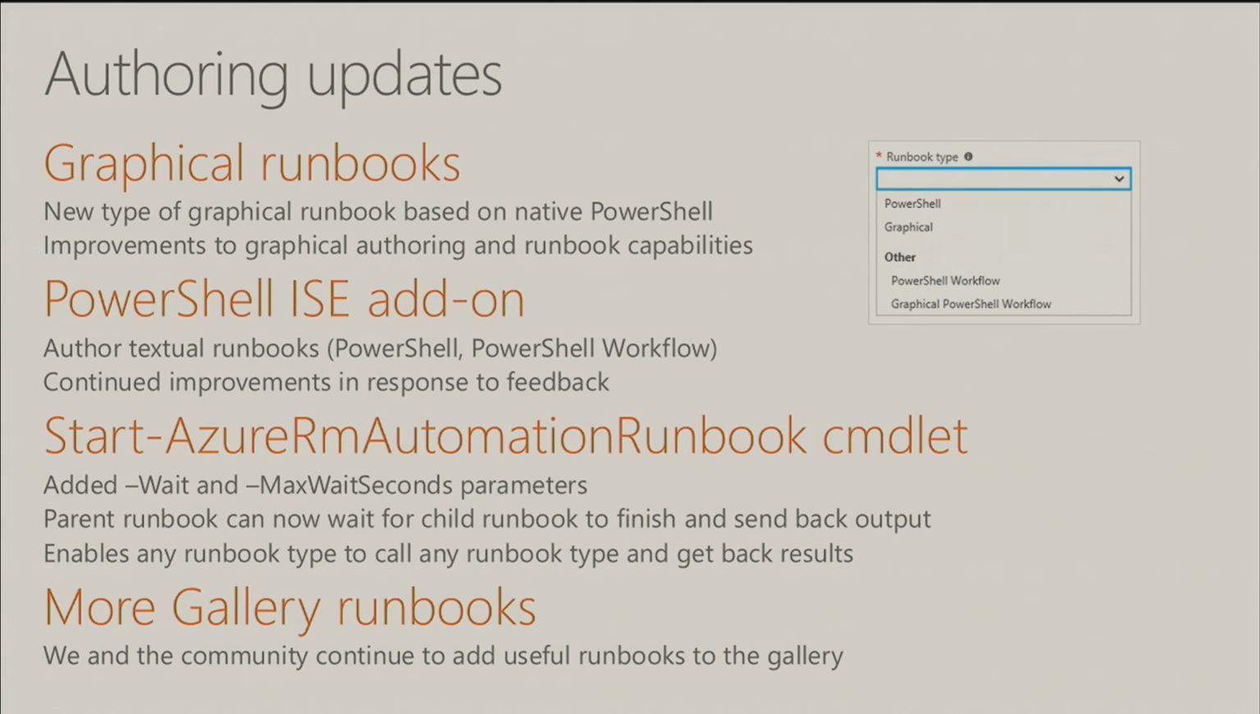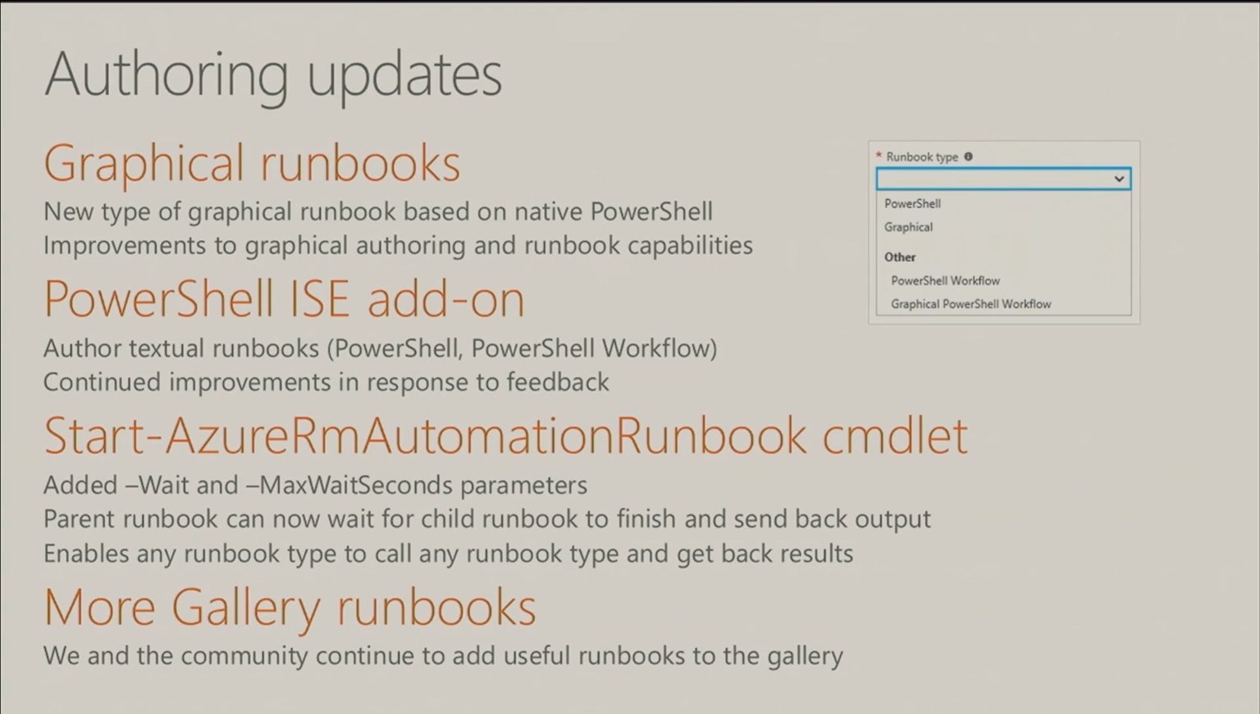So one of the updates we did for graphical is we have a new runbook type. We have some other improvements. We have the PowerShell ISE add-on, which is fairly new this year, and it's constantly being improved based on feedback from the community. We also improved the runbook called Start-AzureRmAutomationRunbook.